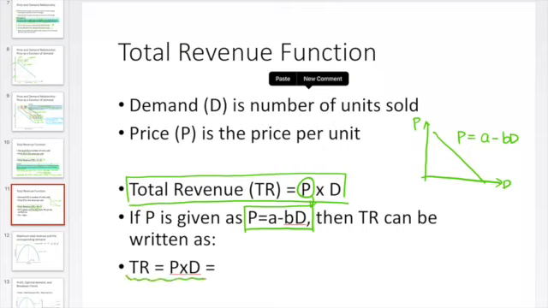Let's see. So total revenue is P times D, that's true. And if we replace P by A minus BD, okay, so we can have A minus BD, so that's P, right, times D. So nothing changed, we just replace the P by something in A minus BD, right? And if you open this bracket or parenthesis, what you have is A times D minus B times D squared.